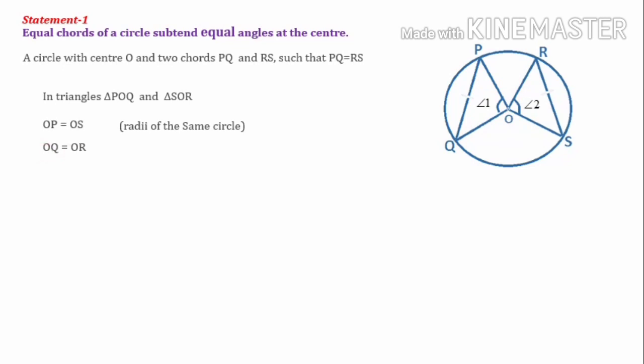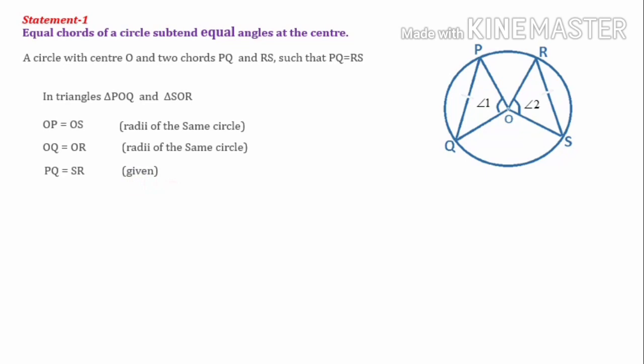OQ and OR are equal because they are the corresponding parts as well. Simply you cannot take any radii; just look at the triangle. Here OQ and here OR are radii of the same circle. PQ is equal to SR. That is the given condition for us: equal chords, PQ equal to SR or RS.